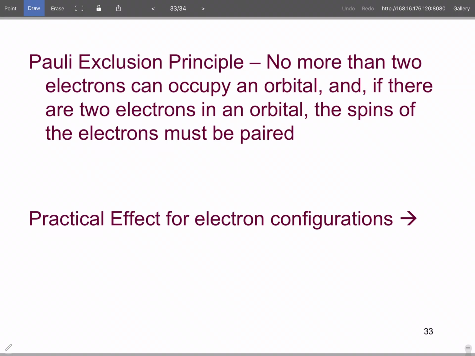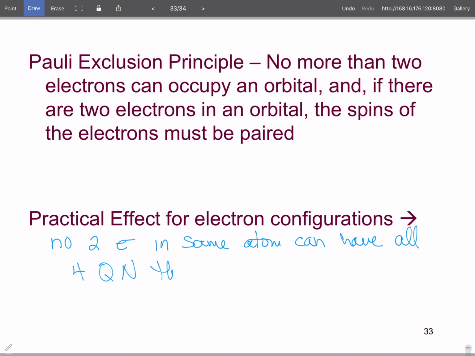So before we can actually do more, we have to talk about two other rules. The Pauli exclusion principle states that no more than 2 electrons can occupy an orbital, and if there are 2 electrons in an orbital, the spins of the electrons must be paired. The practical effect is that there are no two electrons in the same atom can have all four quantum numbers the same.